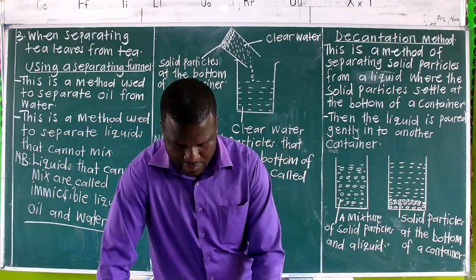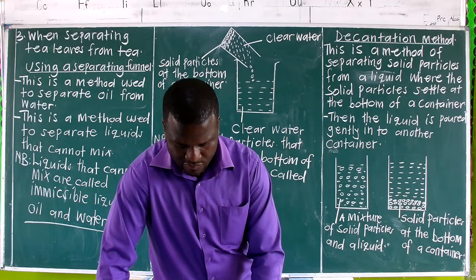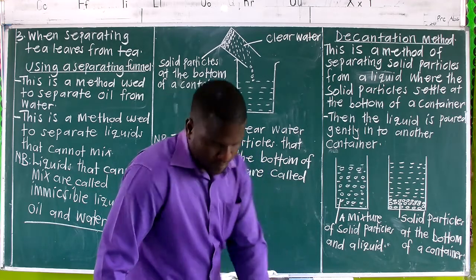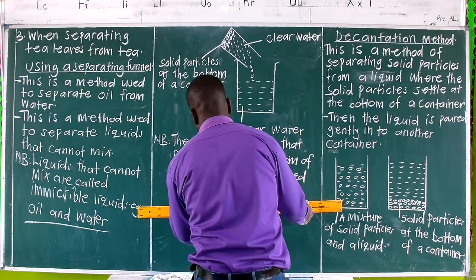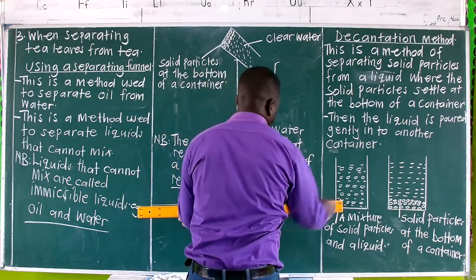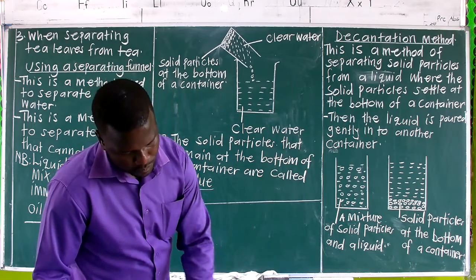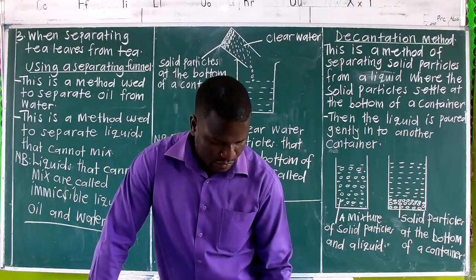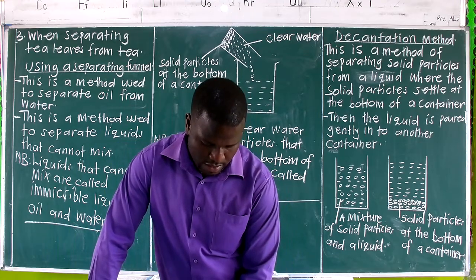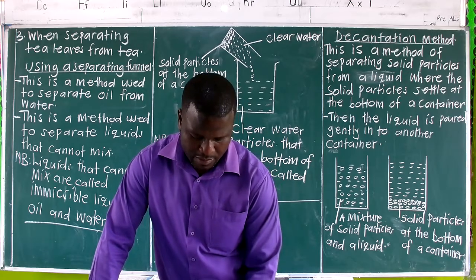Then how can decantation method be applied at home? We can use it to separate fruit juice from seeds. We can also use it to separate clear water from muddy water. In our next lesson, we shall look at how decantation can be applied at home.